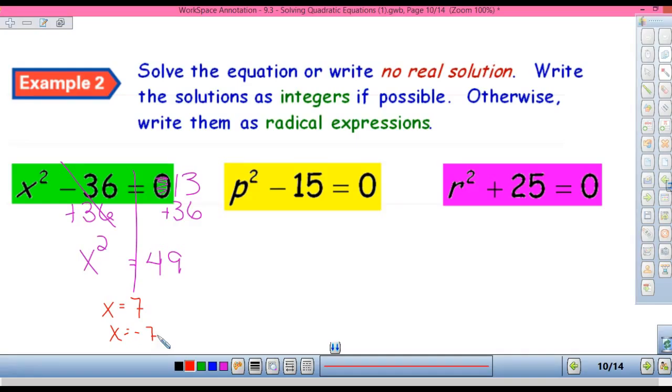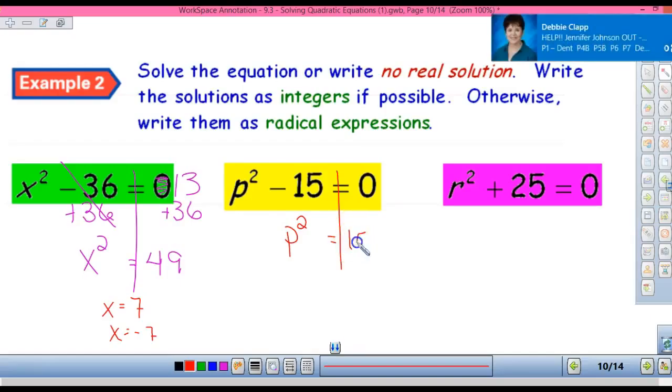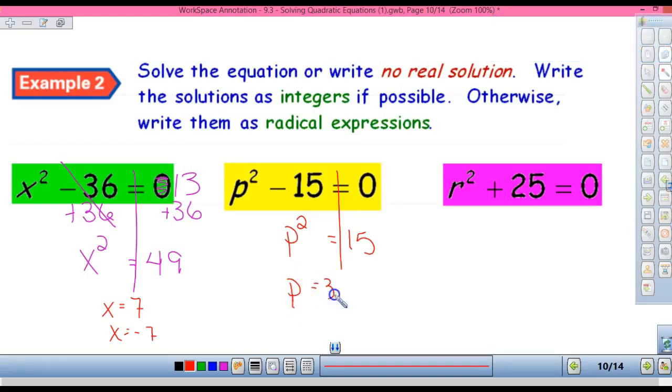Okay, next one. P squared equals 15. P equals 3.87. Is that what you guys got? Everybody else got that? Did she round it right? All right, and p equals negative 3.87.